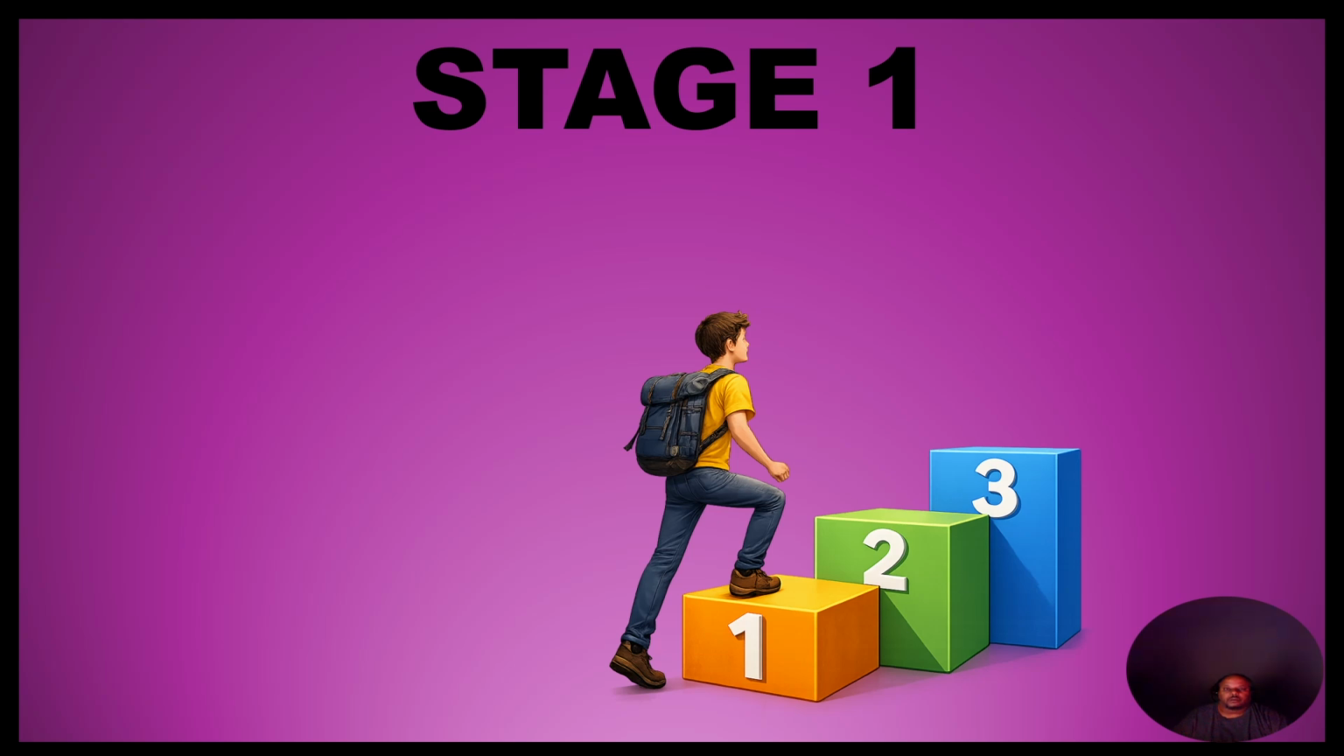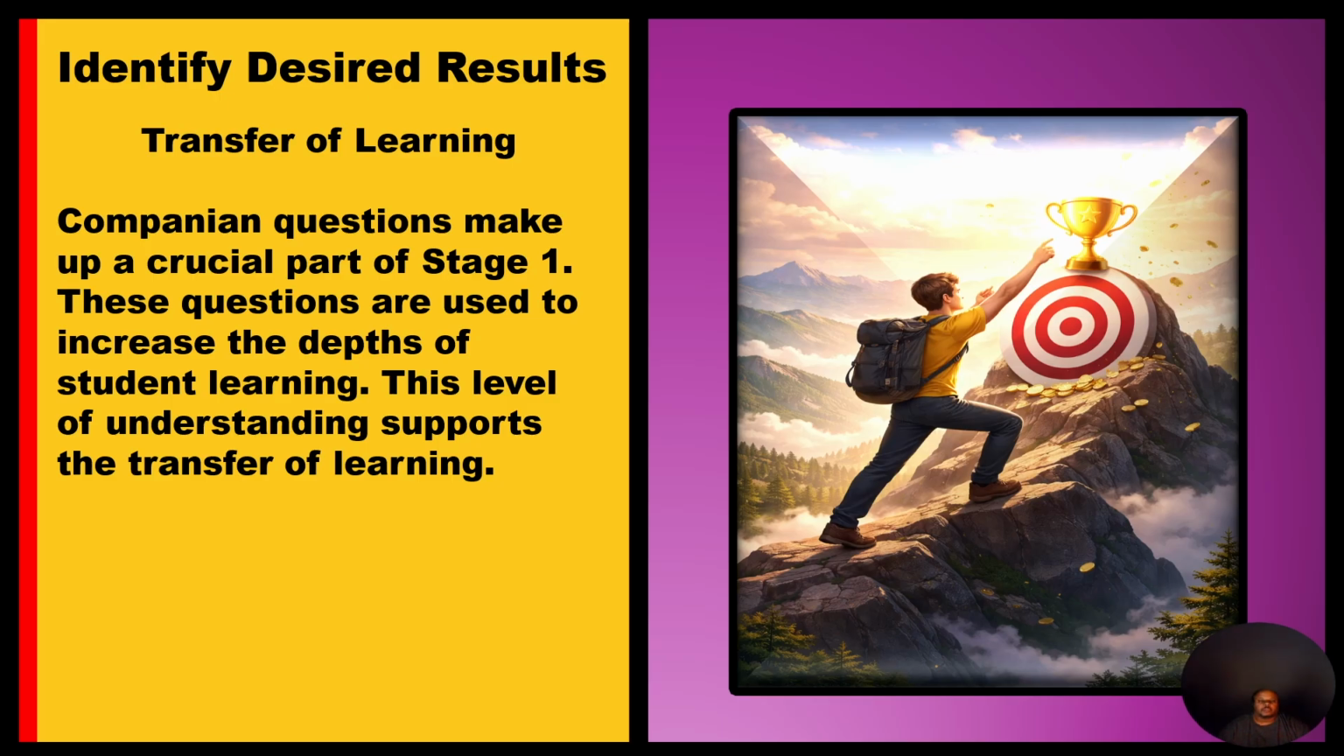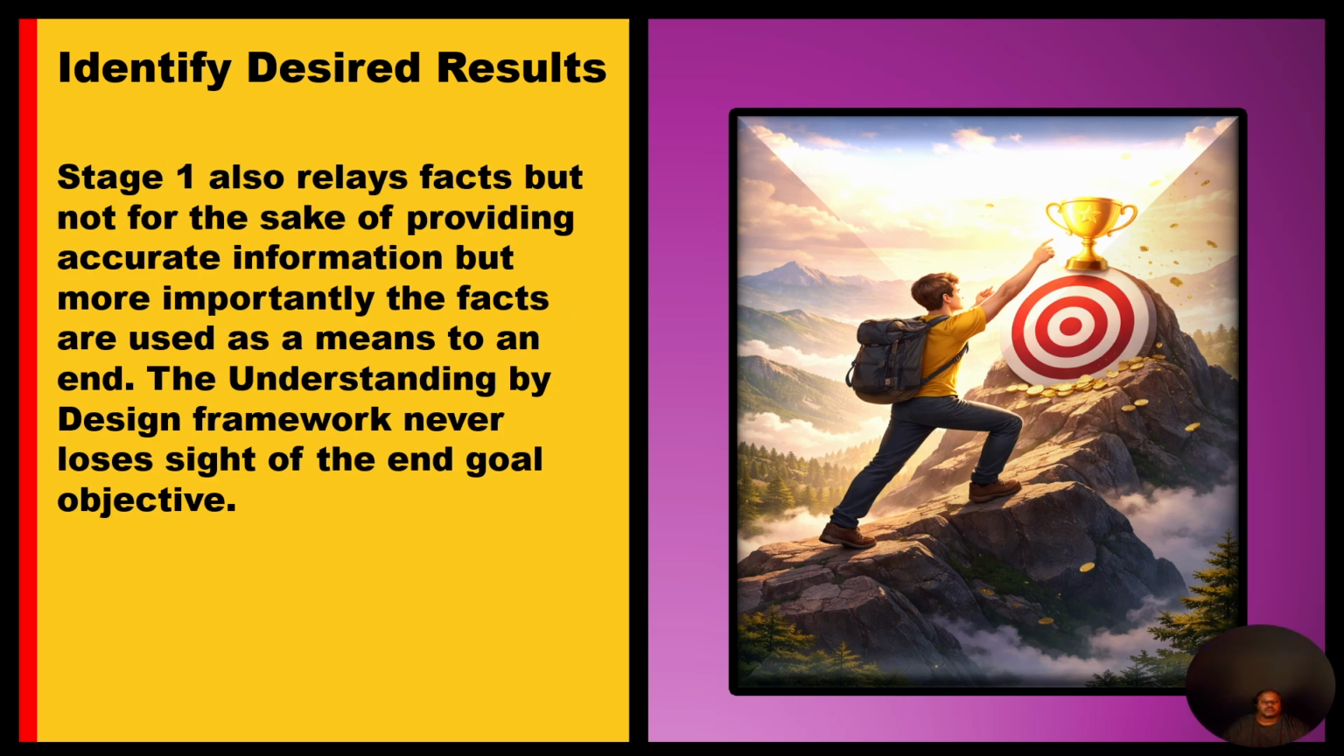Stage one, identify desired results. Stage one is rooted in a transfer of learning, and has companion questions which make up a crucial part of this stage. These questions are used to increase the depths of student learning, and this level of understanding supports this transfer of learning. Stage one also relays facts, but not for the sake of providing accurate information, but rather, more importantly, the facts are used as a means to an end.